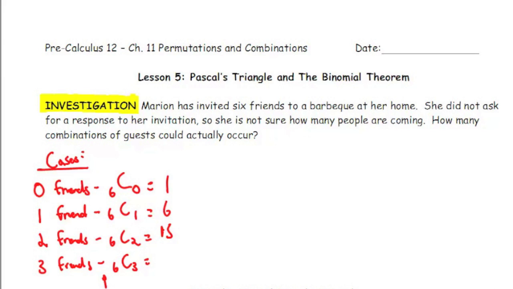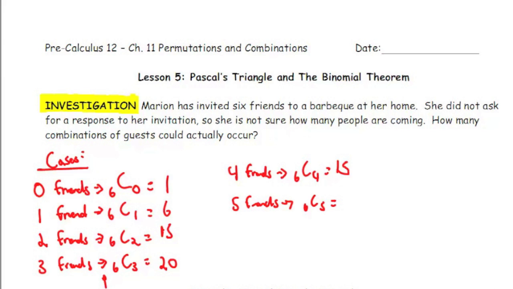Keep in mind that these are just dashes, not minus signs. Tell you what, make them arrows just to make everybody happy. And 6 choose 3 is 20. If 4 friends show up, the possible combinations is 6 choose 4, which is equal to 15. Again, interesting that it's now going backwards. 5 friends, 6 choose 5, which is equal to 6. And finally, if all 6 friends show up, 6 choose 6, which is just equal to 1 way of dealing with it.